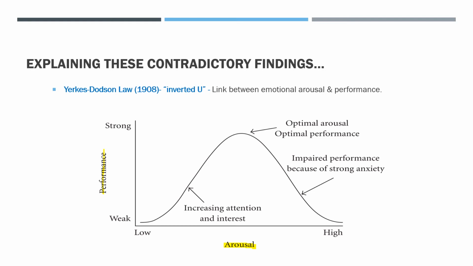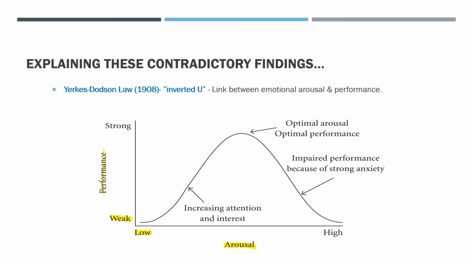Now what you will see is that it's trying to balance out both that anxiety improves eyewitness testimony and it makes it worse by suggesting that there is an optimal level that is sort of in between. So what this says is if your anxiety or arousal is low, then your performance will be very weak, so inaccurate for us.